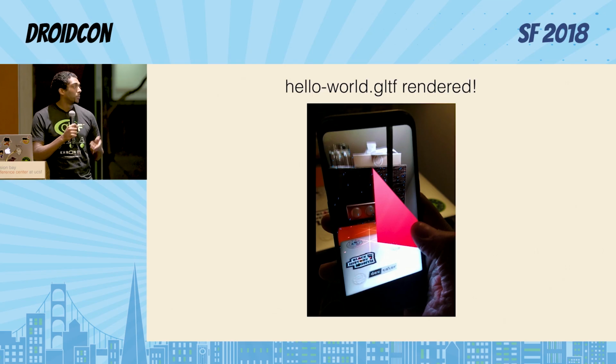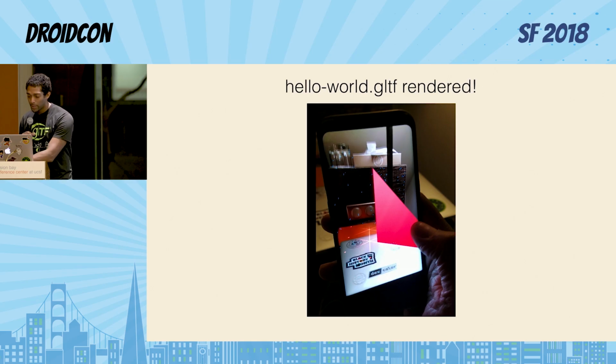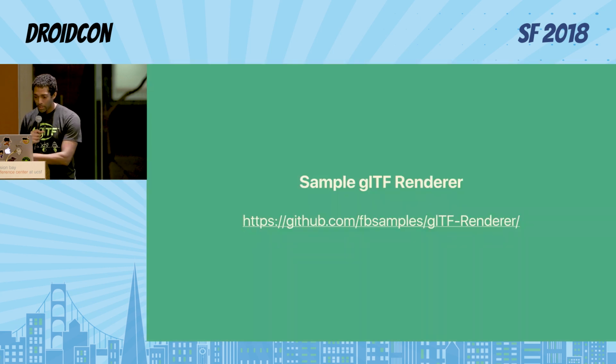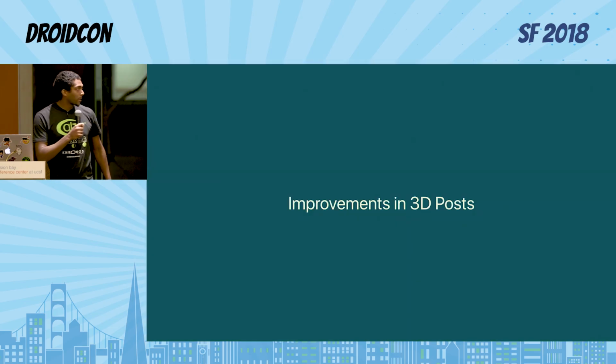And of course, we're just using red as the default color, but you can also have materials. So we could have applied a texture to give the triangle some kind of image as a look, and we could have also provided some kind of lighting to change the way that the triangle looks based on where the light source is. Again, here's my sample glTF render code, so if you want to look more in detail, please check this out. And now let's talk about improvements in 3D posts.